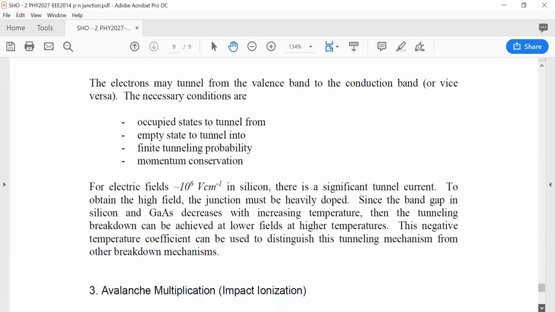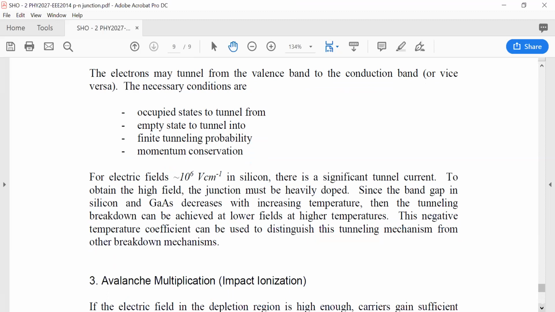This takes place when the doping, and therefore the field in the depletion region, is very high. The band gap of silicon and gallium arsenide decrease with increasing temperature, and this means that the tunneling current can occur at lower electric fields at higher temperatures, or at higher temperatures you can get more current with less voltage. In other words, the higher the temperature, the breakdown voltage is going to decrease. And so this negative temperature coefficient enables the tunneling mechanism to be distinguished from other breakdown mechanisms.